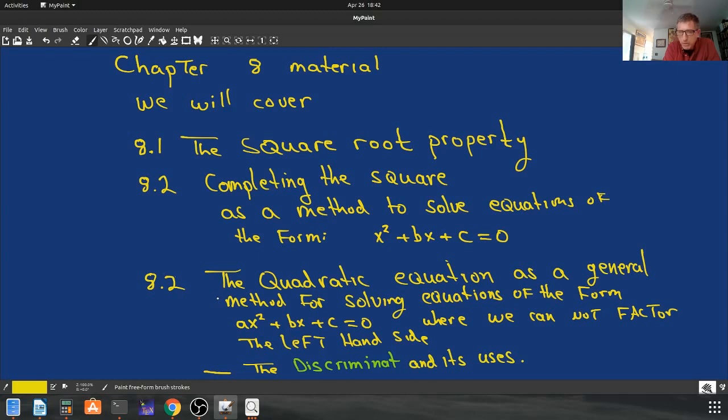And we always want you to factor if you can. It's usually faster and easier. But when ax squared plus bx plus c is prime, factorization is not an option, but we can still find solutions. And then the last thing I'm going to touch on is the discriminant.